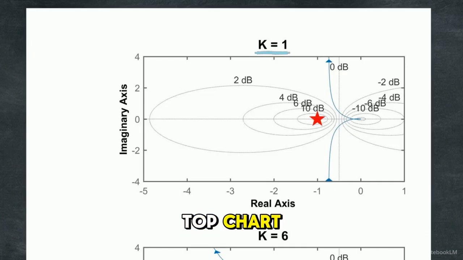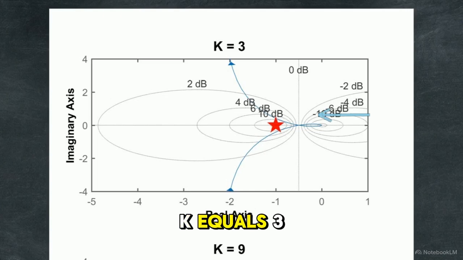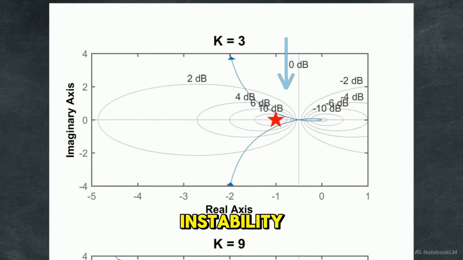Looking at this top chart for a low gain setting of K equals 1, the crossing occurs at -1/6. The curve remains comfortably far from the critical point. If we increase the gain to K equals 3, the crossing slides to -0.5. The system is pushed closer to the boundary of instability.